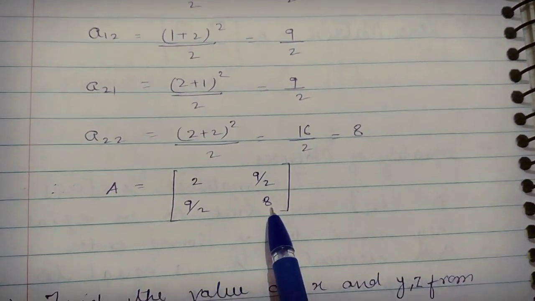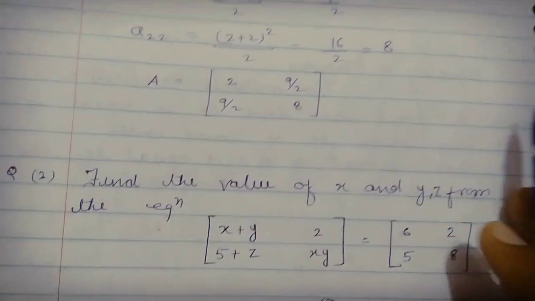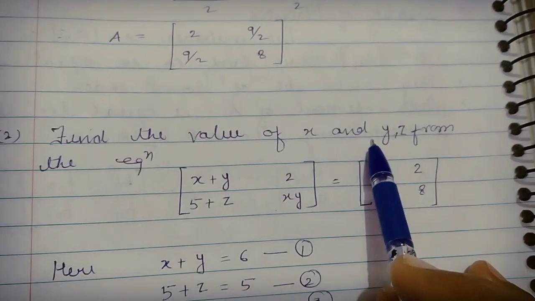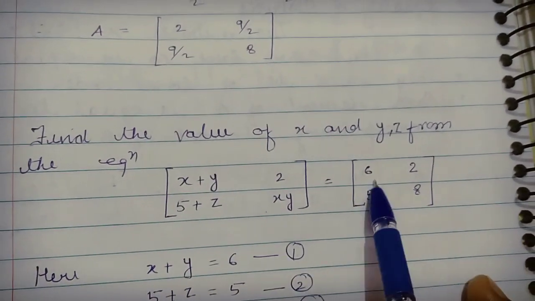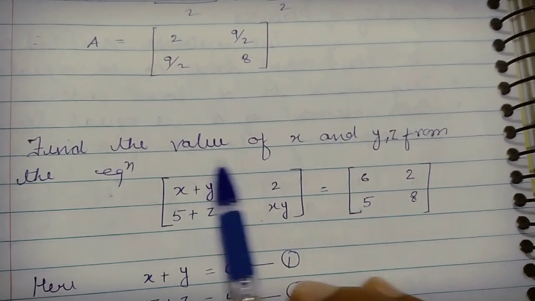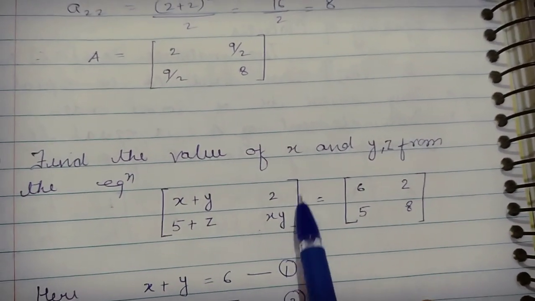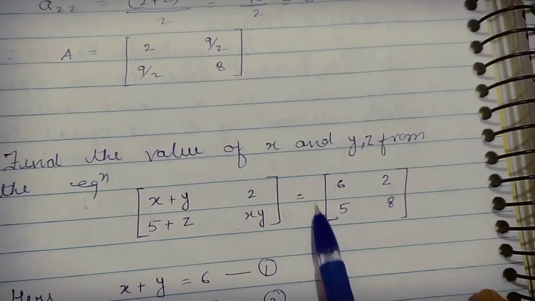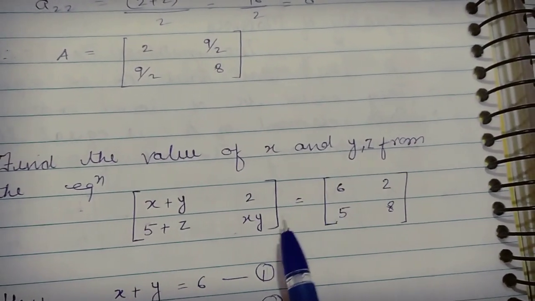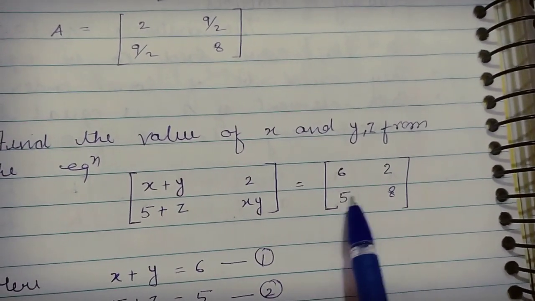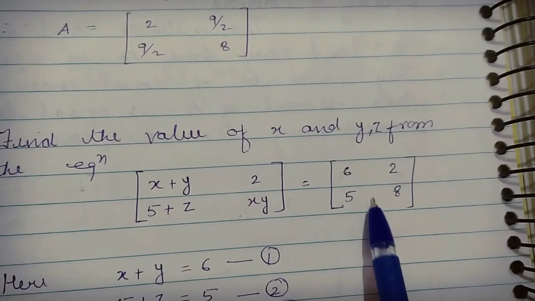Now in the second question, we have to find the values of x, y and z using this equation. In this equation, we have to equate a matrix with another matrix. That means we must use the concept of equality of matrices.